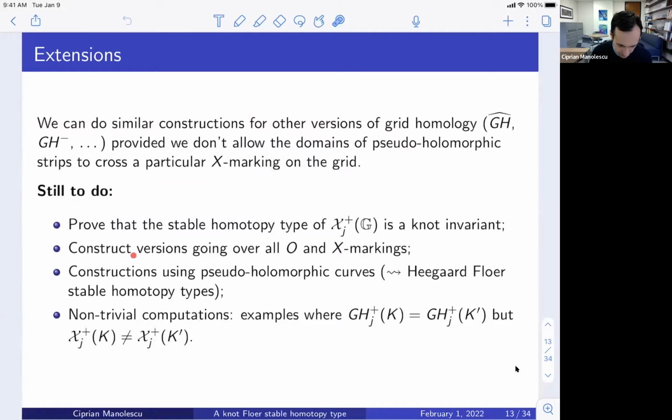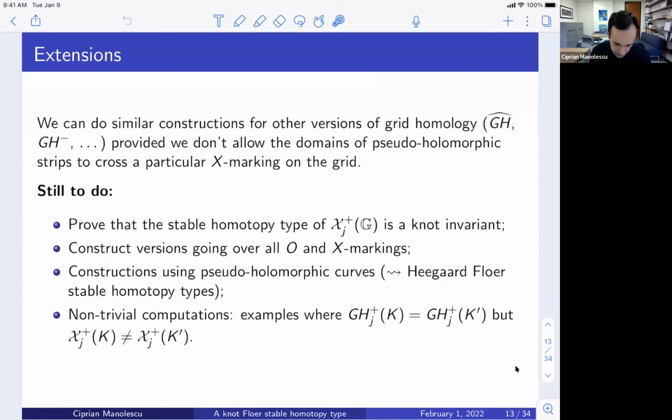Of course, we would like to construct it in general, but more importantly, we didn't yet prove that it's a knot invariant. We expect it to be a knot invariant, and hopefully it will be done at some point, but so far in the paper on the arXiv, it's just a construction from a grid. Ideally there should be similar constructions in Heegaard Floer for three-manifolds, using pseudo-holomorphic curves. It would be good if the whole theory was developed, and then this would be just a computational aspect of it, where you can plug a grid into the computer and get some computations.